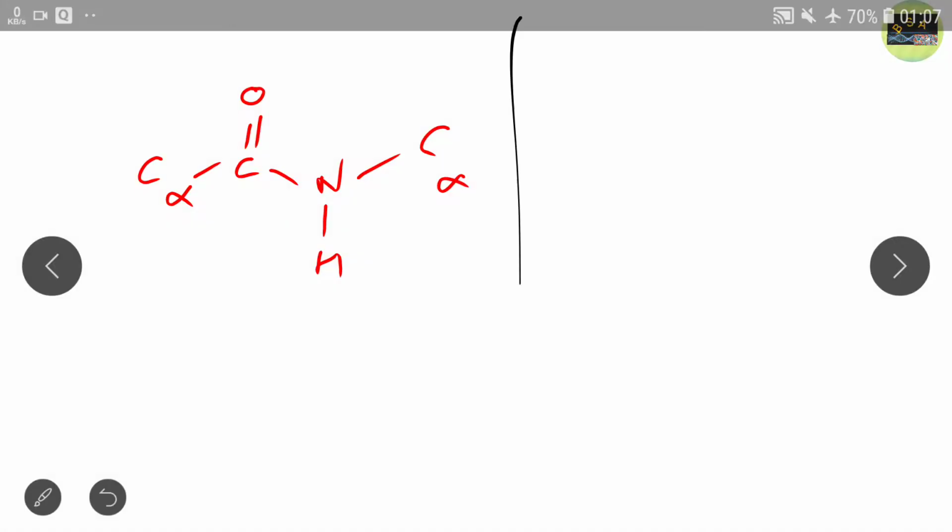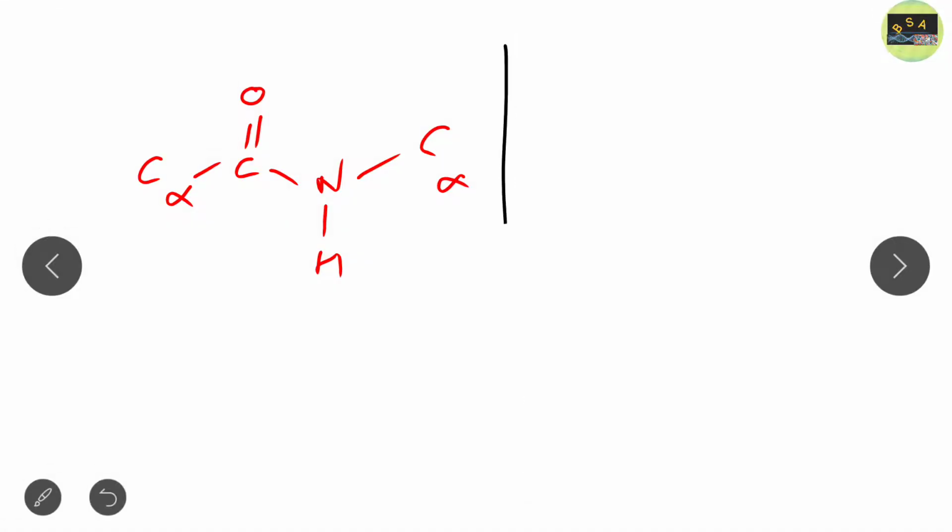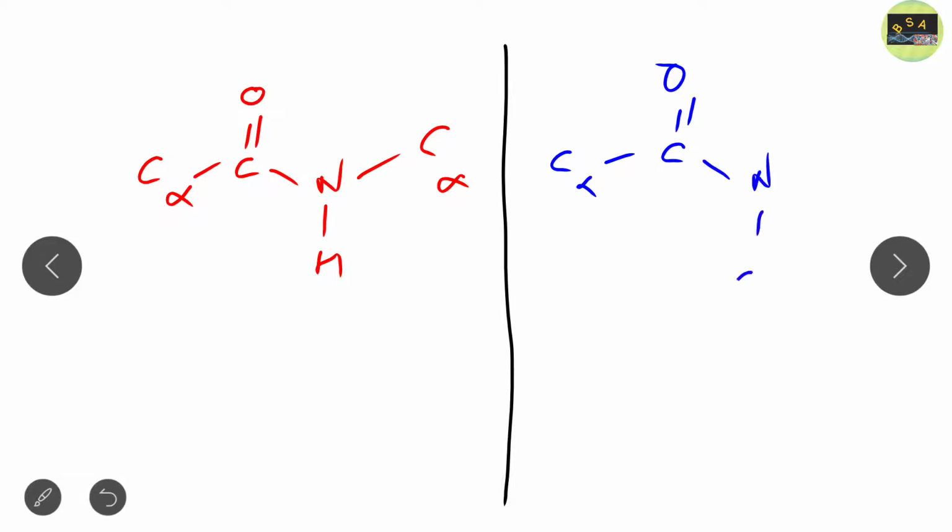Now if I draw the structure, C alpha, C, NH, C alpha, this is C alpha, C and C alpha, and this is H. So this is the trans structure.